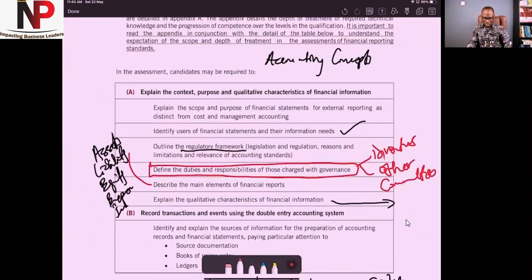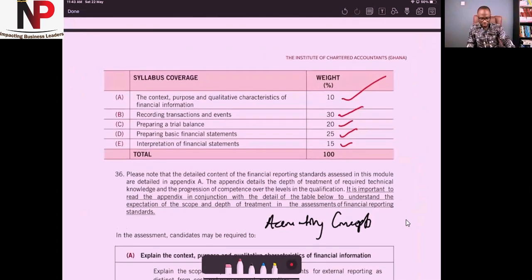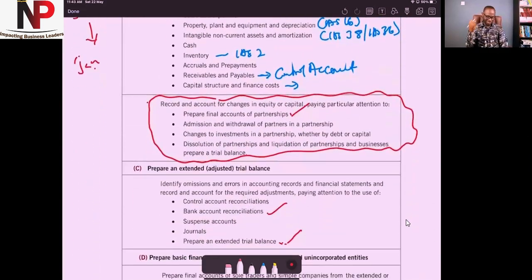Then you come to the fourth segment, that is preparation of basic financial statements. Now, the key word here is basic, all right? You're not really going to be doing tough stuff.